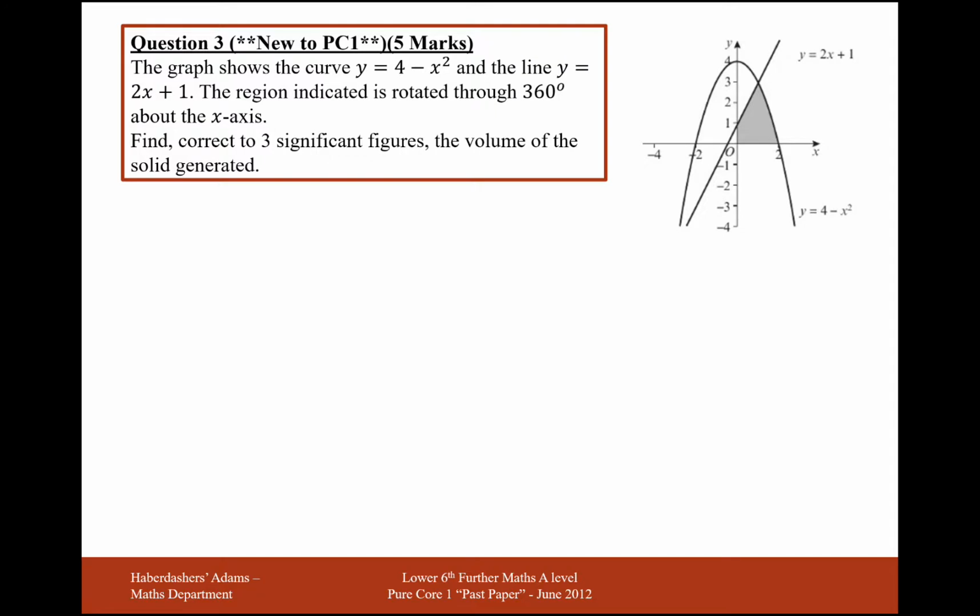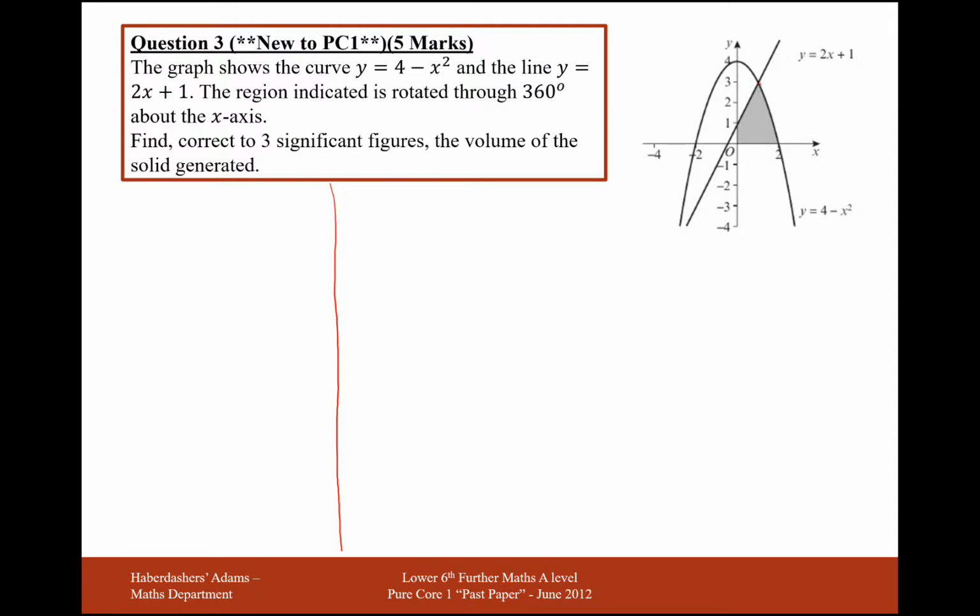Here we're looking at question 3. This is new to Pure Core 1, so I've added this question in myself. What we're looking at here is some integration. It's going to be a solid formed by a revolution of 360 degrees around the x-axis, in between two different curves, y equals 2x plus 1 and y equals 4 minus x squared, so we're going to have to separate this first. We want to find the volume that's created when this region is rotated 360 degrees.